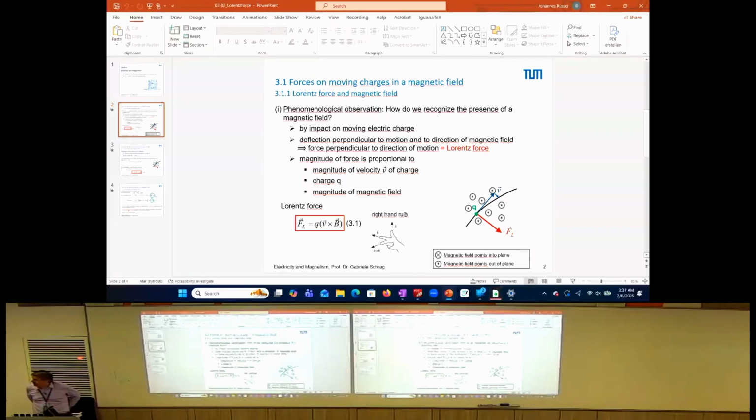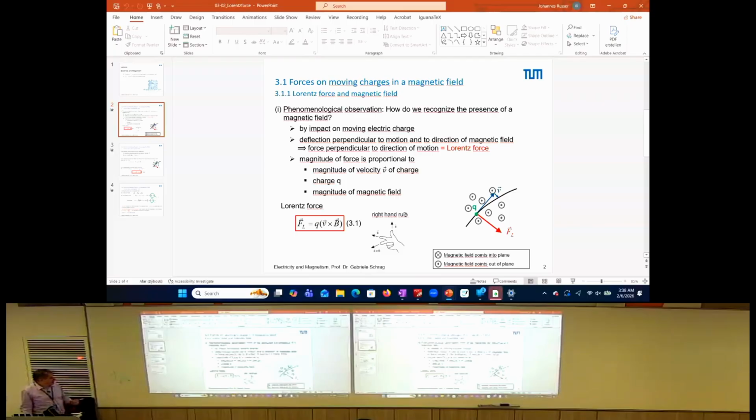Let's get back to that quite exciting topic now that we started yesterday, which is magnetostatics. And there we saw that if you have moving charge, you also have a magnetic effect. That was first observed by Oersted when he had a compass needle close to a wire carrying current, and he noticed that the compass needle is being deflected.